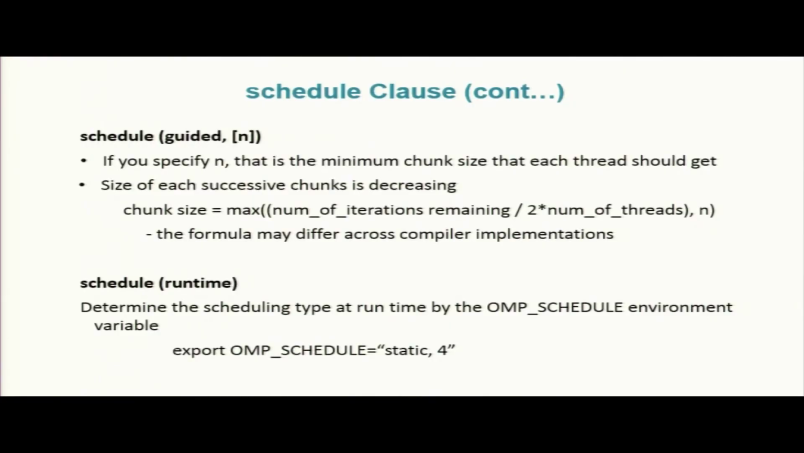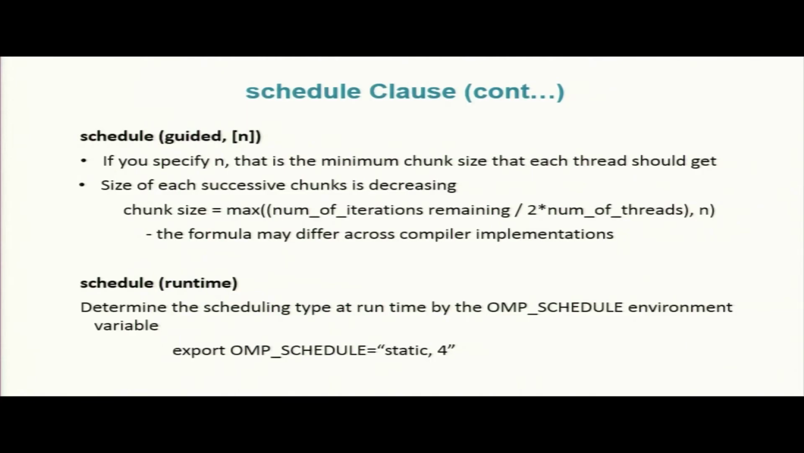Then guided. Guided is like dynamic assignment only, but the chunk sizes keep on decreasing. With every assignment, the chunk size keeps on decreasing, and then we can put a threshold to that. We can put a number here below which it won't assign iterations. The chunk size, generally, is the maximum number of iterations remaining.